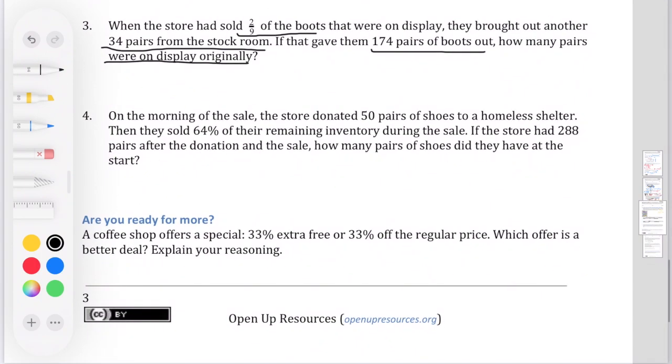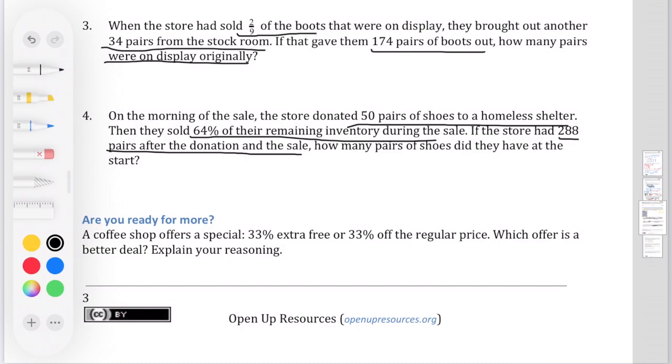Number 4, on the morning of the sale, the store donated 50 pairs of shoes to a homeless shelter. They then sold 64% of the remaining inventory during the sale. If the store had 288 pairs after the donation and the sale, how many pairs of shoes did they have at the start? So we have to use the 50, the 64%, the 288 to figure out what was our original value.